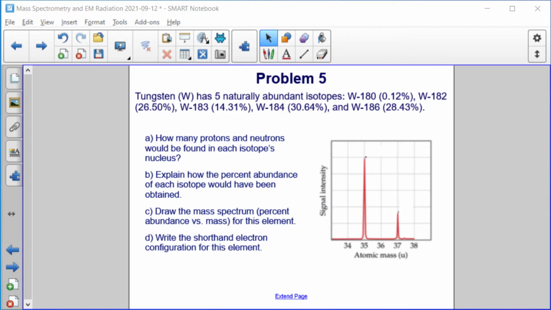Part B, explain how the percent abundance of each isotope would have been obtained. Part C, draw the mass spectrum, percent abundance versus mass for this element. And Part D, write the shorthand electron configuration for this element. If you haven't tried these parts already, try them on your own now or with a group, and then we will go over each part together.